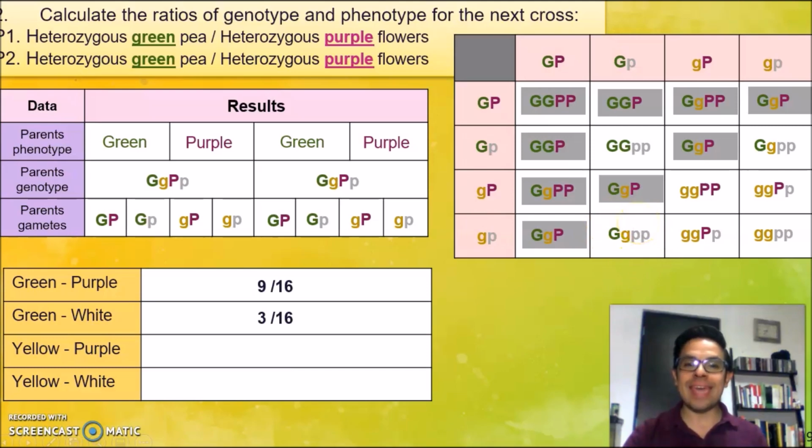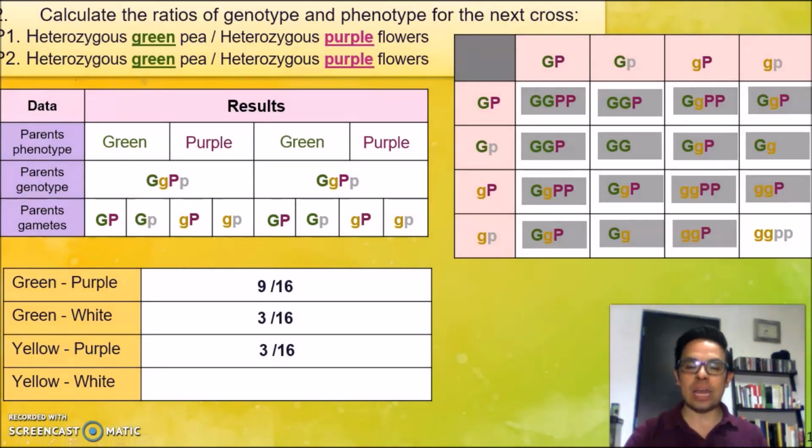What will happen with the yellow and purple options? 3 out of 16. This one is yellow with purple, and yellow with purple. Remember that if they have at least one uppercase here, that will be the trait winning. And finally, for the last trait, it will be just 1 out of 16.